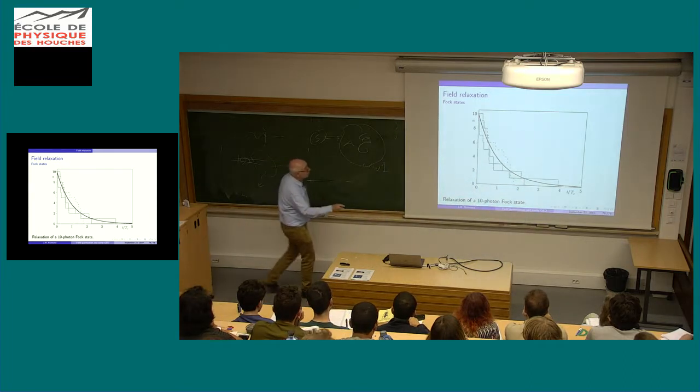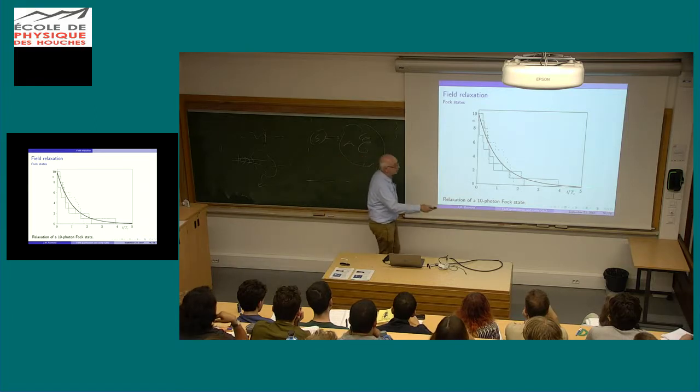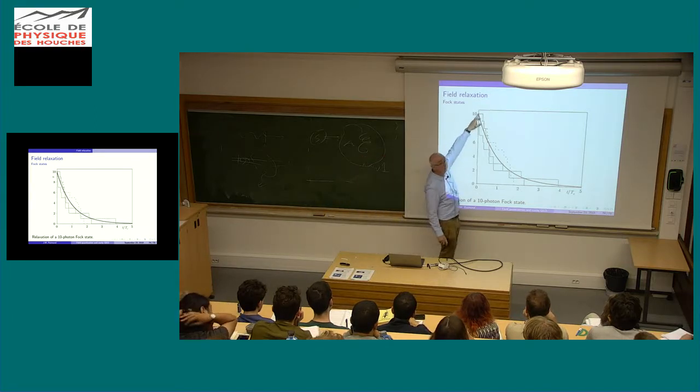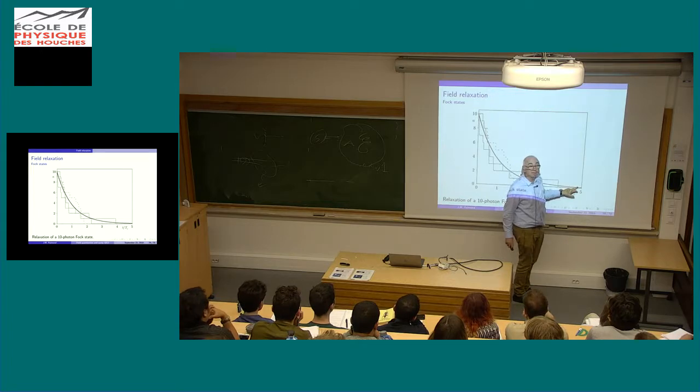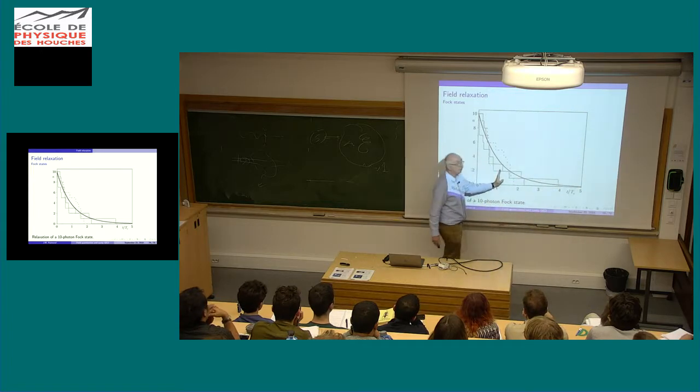And you see, if you average all that out, you recover an exponential decay of the energy. But of course, you see that initially you have no fluctuation of the photon number. It's always 10. At the end, you have no fluctuation. It's always 0. But in the meantime, you have a wide distribution of photon numbers.